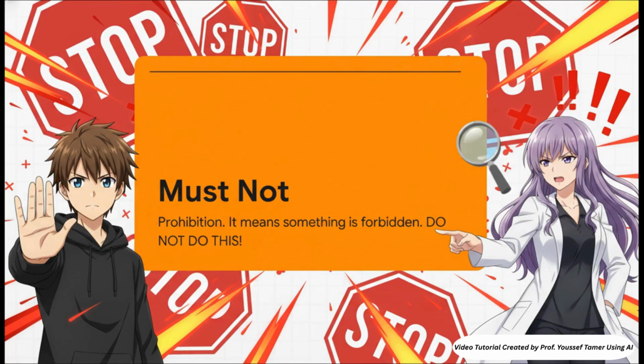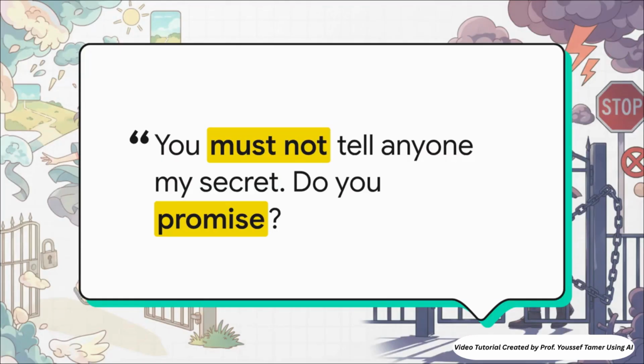"Must not" means one thing, prohibition. It's a giant flashing red stop sign. It means something is absolutely 100% forbidden. There's no wiggle room, no negotiation. It's a hard "do not do this." And this example really drives it home. "You must not tell anyone my secret. Do you promise?" You can just feel the weight of that, right?